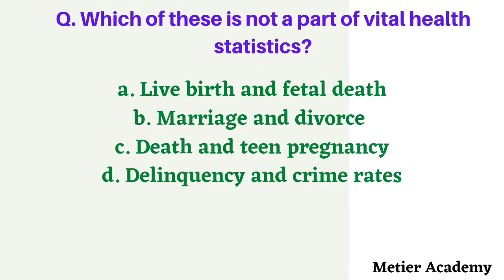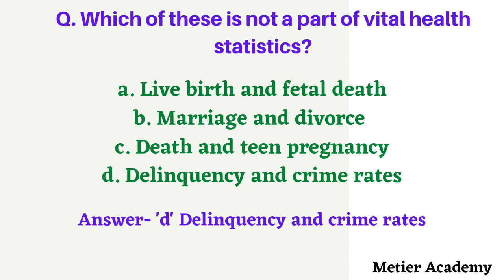The next one is, which of these is not a part of vital health statistics? Options are live birth and fetal death, marriage and divorce, death and teen pregnancy, delinquency and crime rates. It's a direct question, and here the correct answer is option D, delinquency and crime rates.